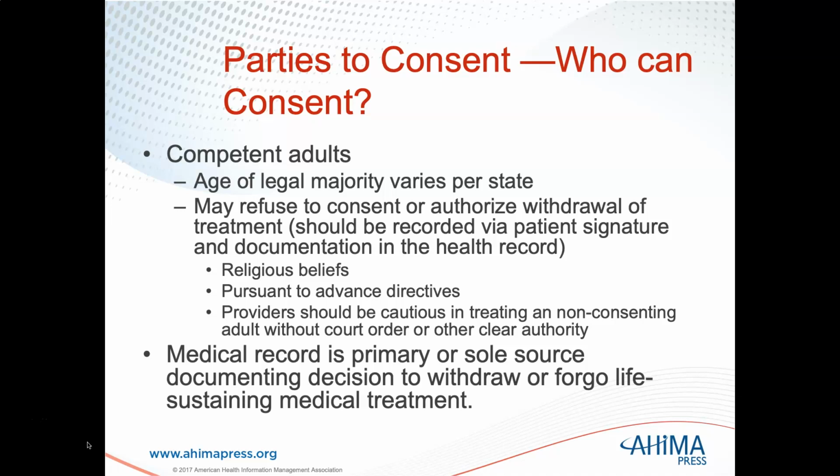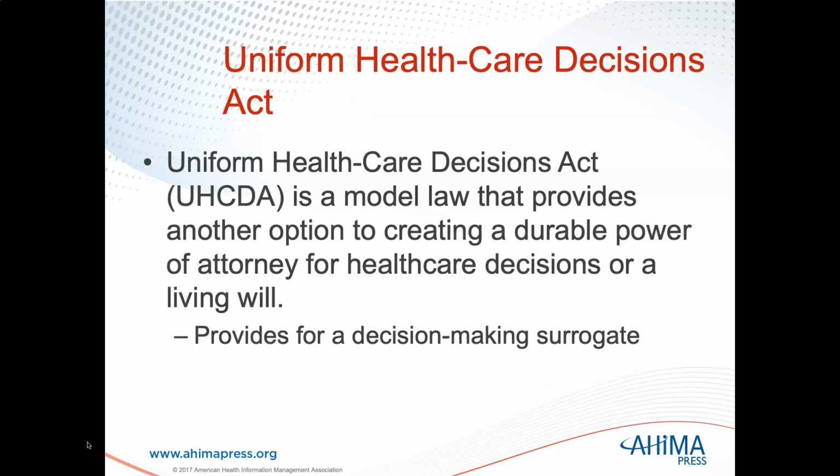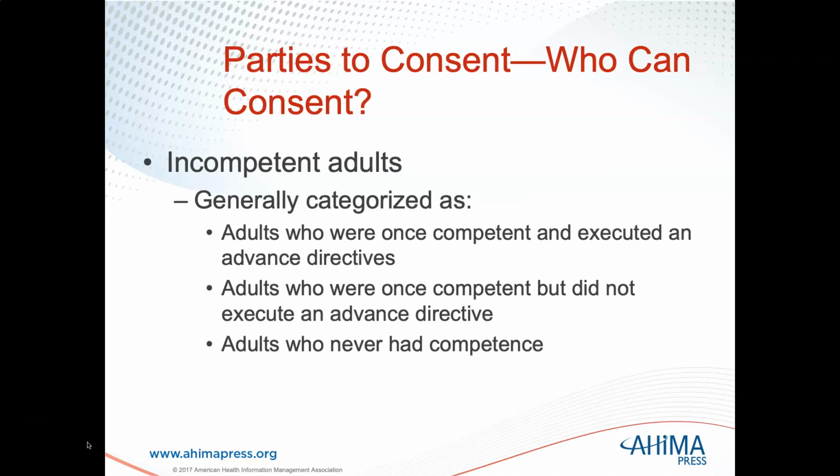Competent adults may refuse to consent or authorize withdrawal of treatment, and you need to make sure that that's documented in the medical record. The medical record is the sole source or the primary source for documenting any decision to withdraw or forego life-sustaining medical treatment. And then this is talking again about organ donation, and that when you do your durable power of attorney or your living will, you can make sure that you put in there that you want to donate organs if it's possible.